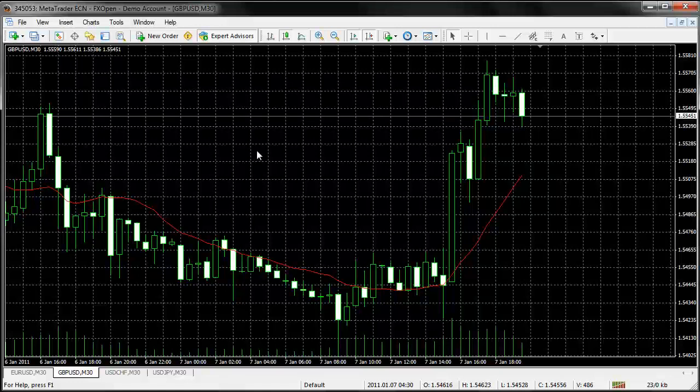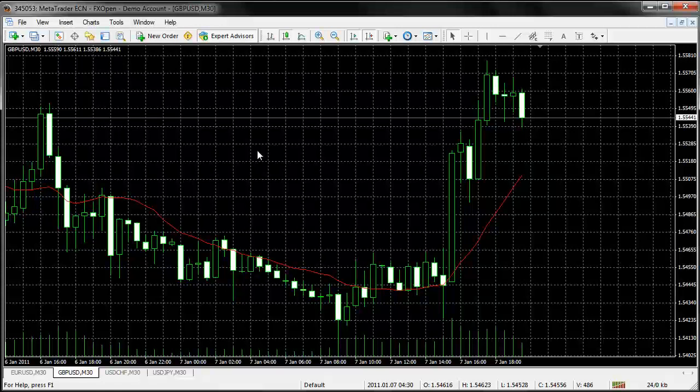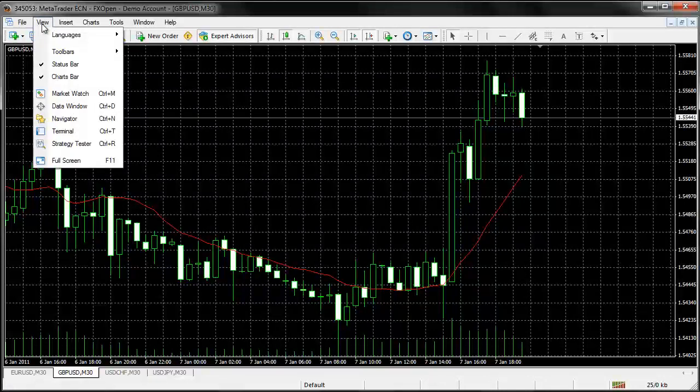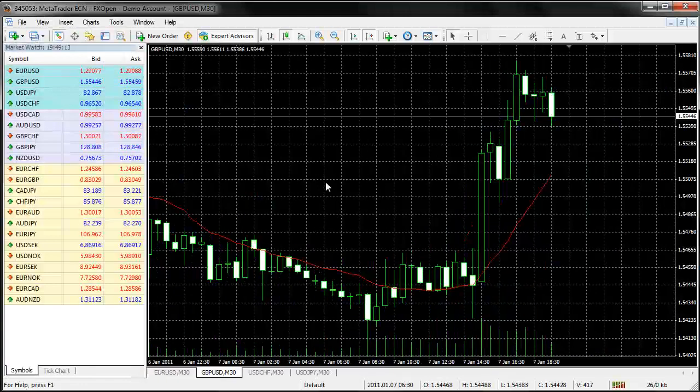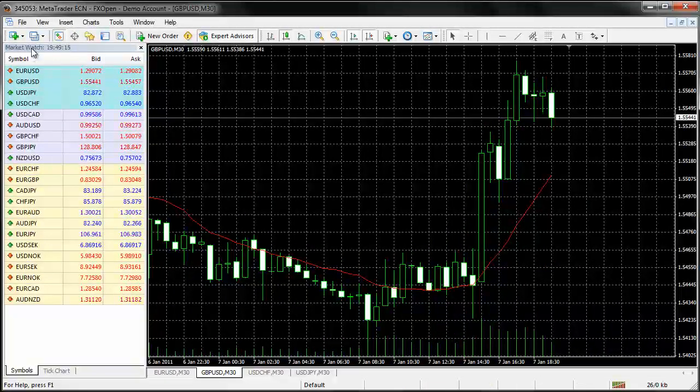Now, can you recall how we can get to the market watch? I'll give you a few moments if it's not already open. Alright, the first place is here, and it's in one of these other menus here as well, view, and then we can click on market watch there. Alright, so there's the market watch. It actually labels it there for you.